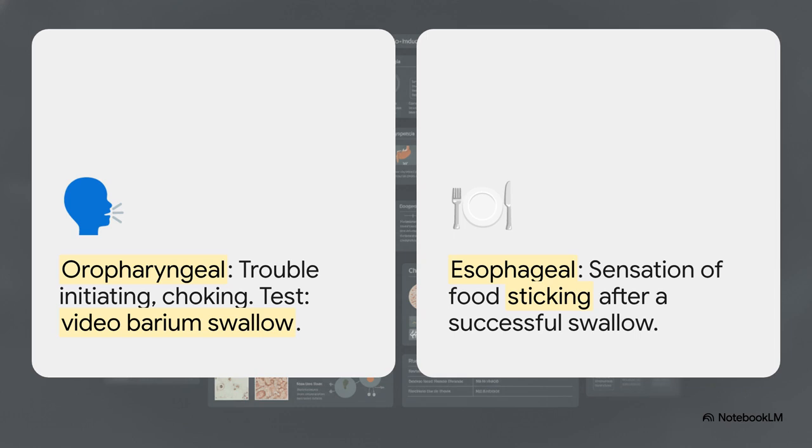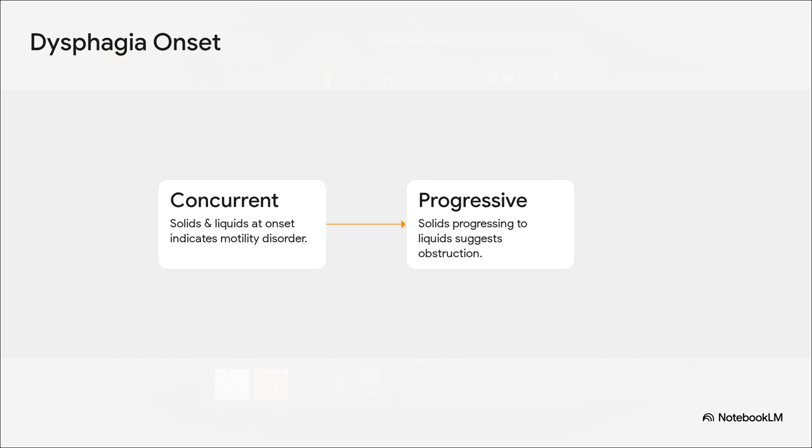On the flip side, esophageal dysphagia means the initiation is totally fine, the food is already down, but it feels like it's just stuck in the chest. For esophageal dysphagia, establishing the symptom chronology is your golden key. You have to ask about timing. If a patient reports trouble with both solids and liquids right at the onset of symptoms, that points straight to a motility disease. The muscles just aren't working right to propel the bolus.